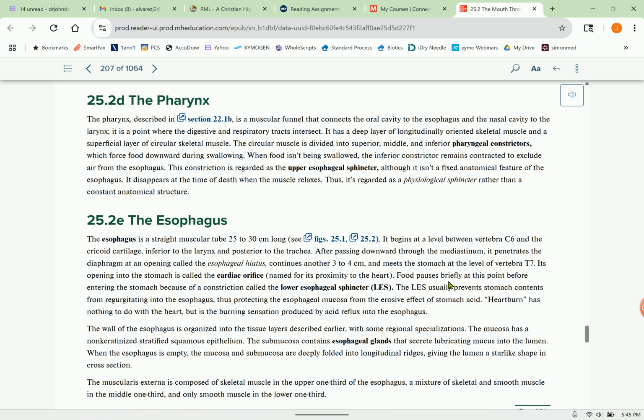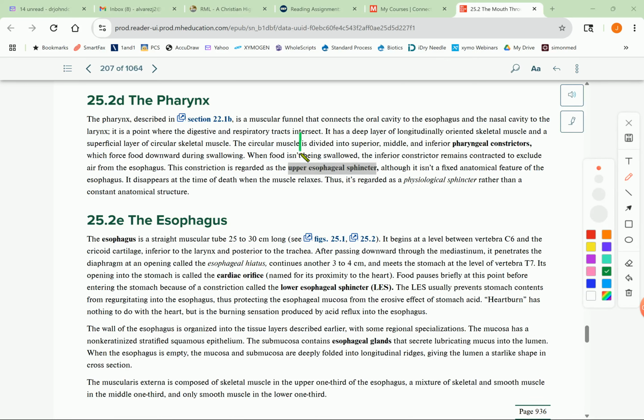Okay, the esophagus has the upper esophageal sphincter. Okay, go back to your anatomy rules. If they give you upper, that means you have a lower. So the lower esophageal sphincter, and you have the upper esophageal sphincter. Okay, sphincters, the lower esophageal sphincter is also known as the cardiac sphincter.